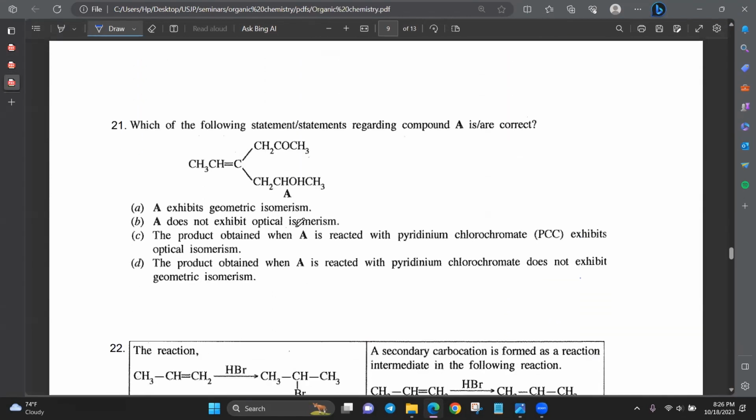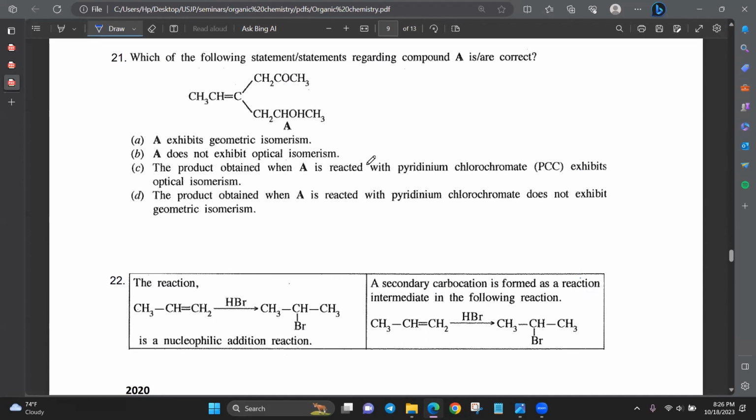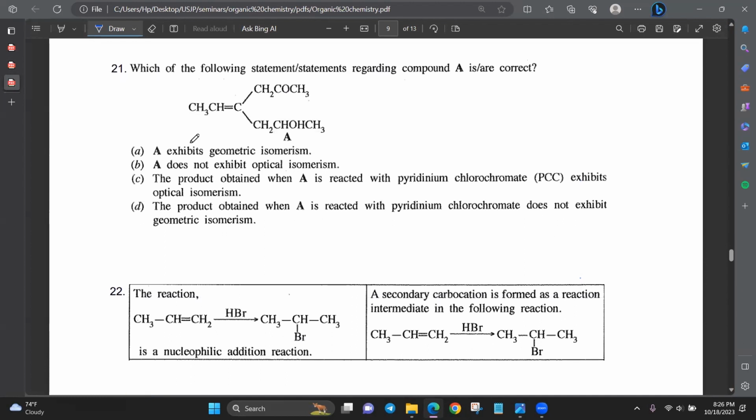Next question. Which of the following statements regarding compound A are correct? Now they have given us this compound, and we'll check which statements are correct. A exhibits geometric isomerism. To exhibit geometric isomerism, each of the 2 carbons across the double bond should have different groups. This is correct for this molecule, so A exhibits geometric isomerism.